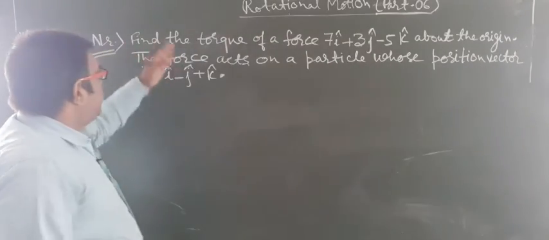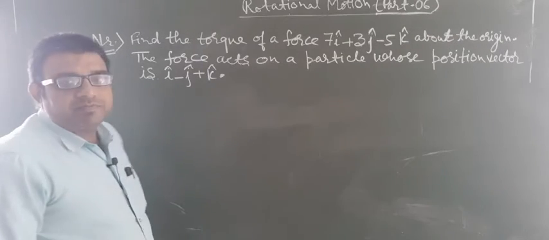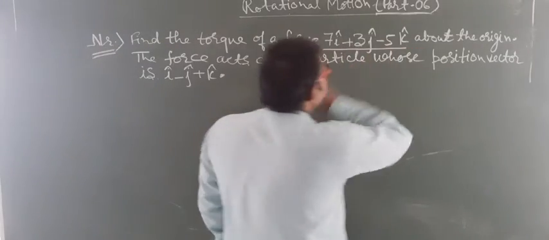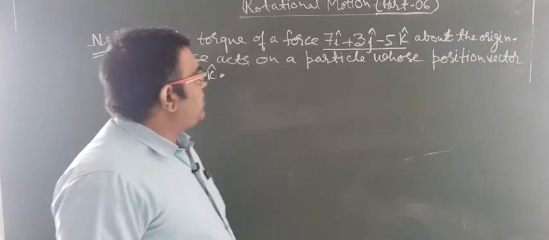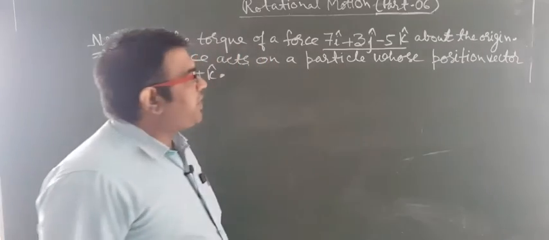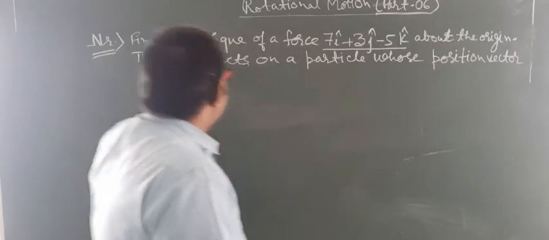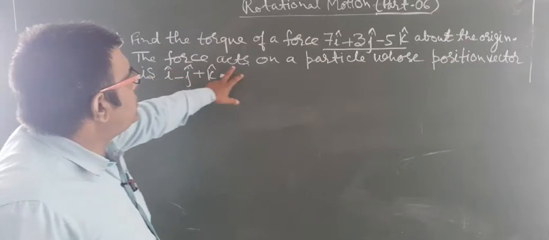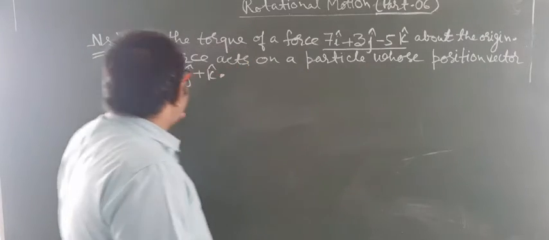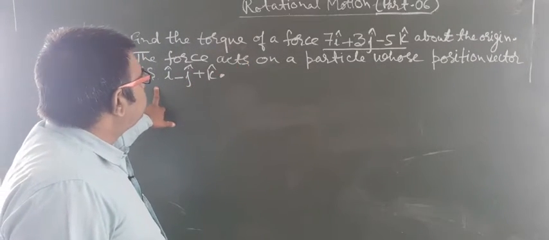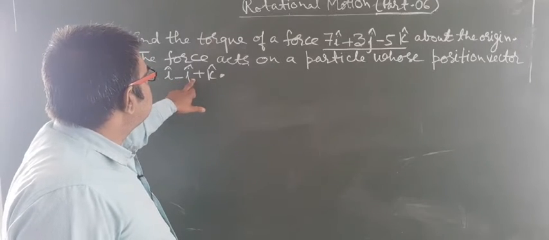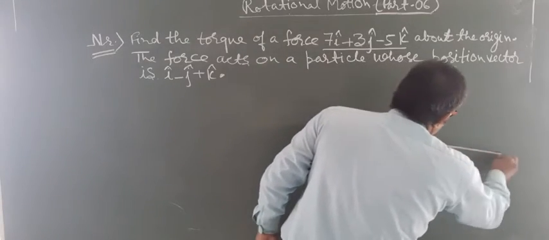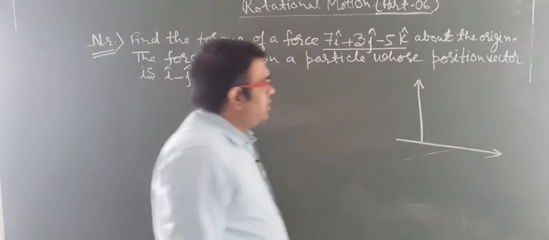Dear students, here is a numerical in front of you: find the torque of a force. The force is given in vector form, 7 i cap plus 3 j cap minus 5 k cap. You have to find the torque about the origin. The force acts on a particle whose position vector is i cap minus j cap plus k cap. Clear?